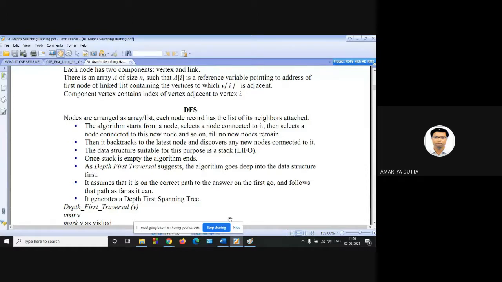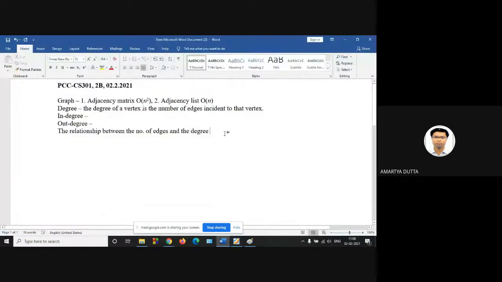Now I'm going to discuss traversals of a graph. There are two traversals, depth first search and breadth first search. Any idea? Do you know what depth first search and breadth first search are? Anyone? No, sir.